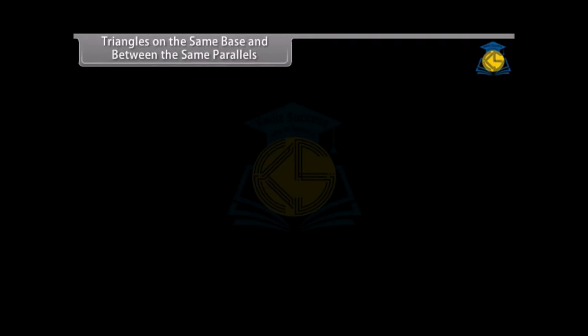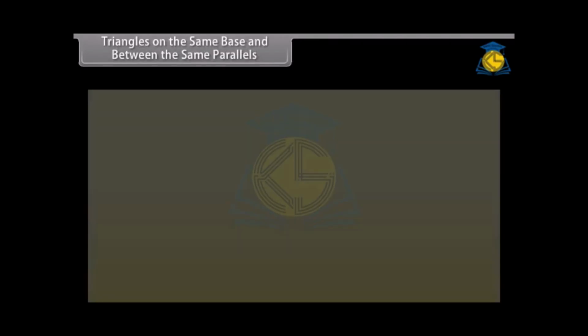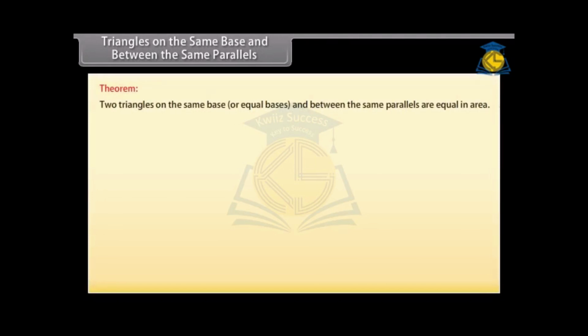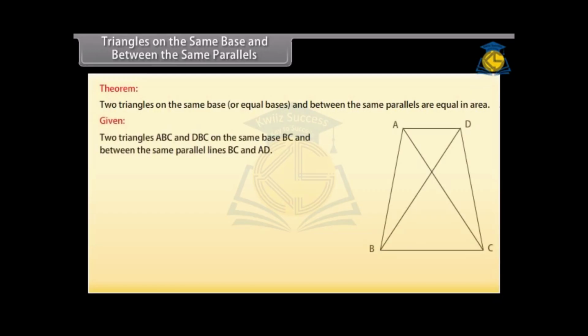Triangles on the same base and between the same parallels. Theorem: Two triangles on the same base or equal bases and between the same parallels are equal in area. Given: two triangles ABC and DBC on the same base BC and between the same parallel lines BC and AD.